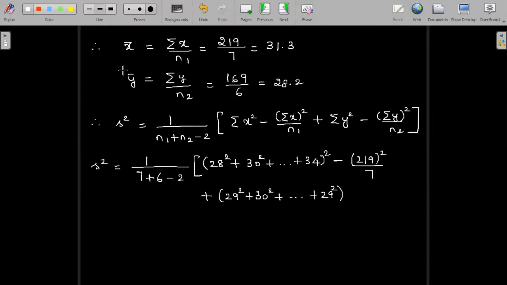Right, here in the first bracket it should have been 34 square and then the closing bracket would have been there. Let me just correct it. Yes, so this should have been 34 square and then I need to close the bracket, right? Minus summation y whole square. Summation y is 169 whole square divided by 6. N2 is 6. So we can just evaluate this using a calculator.